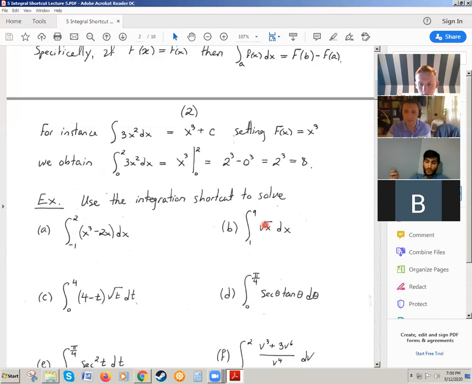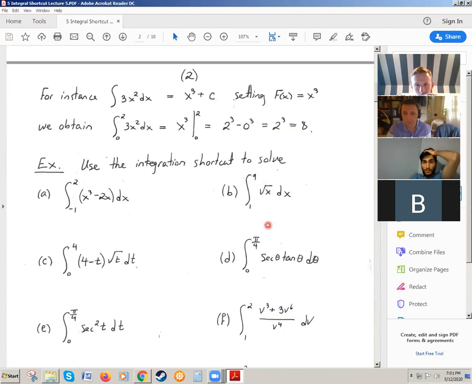Is it 1 over, is it x to the 1/2? So David says that. Oh, well, no, I think it's not an integer, if I'm not mistaken, right? So first of all, you see this root x?